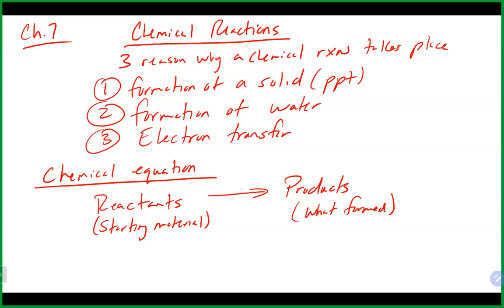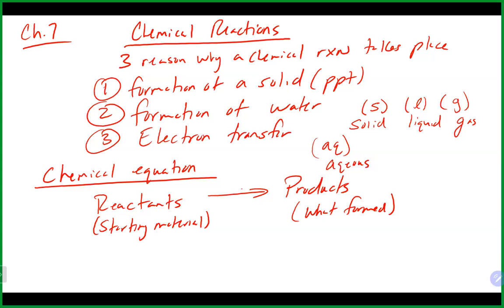Now, we use chemical formulas in a chemical equation to represent what is being reacted and what is being produced. There are other symbols that we sometimes see by the chemical formulas, like an S, an L, a G, or even an AQ next to it. S means solid, that the substance is in the solid phase. L means it is in the liquid phase. G means it's in the gas phase, and AQ means it's in the aqueous phase, which is basically a solution.